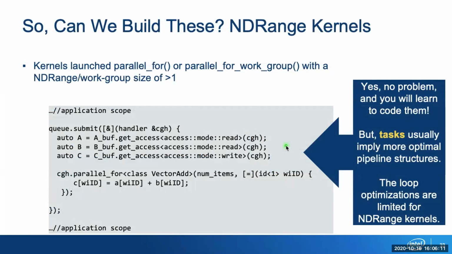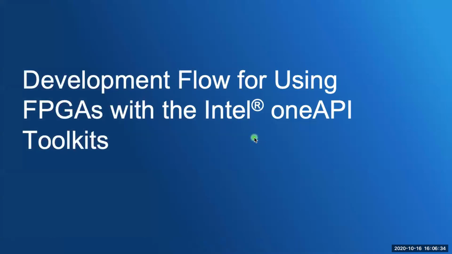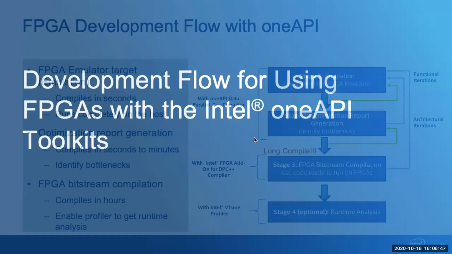So we can build these ND range kernels, yes, no problem. But tasks usually imply more optimal pipeline structures. The best way to implement custom hardware is with single task kernels. So let's see the steps before the lab. I will explain the steps, and after we can do this together.